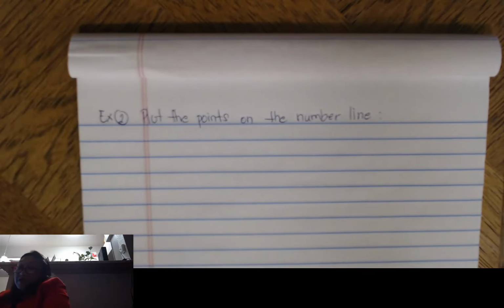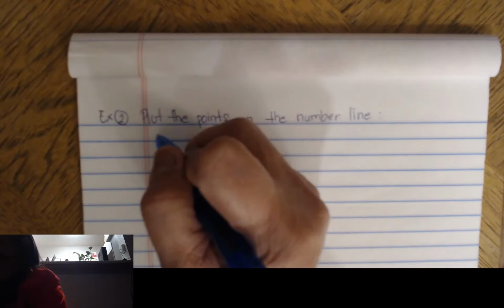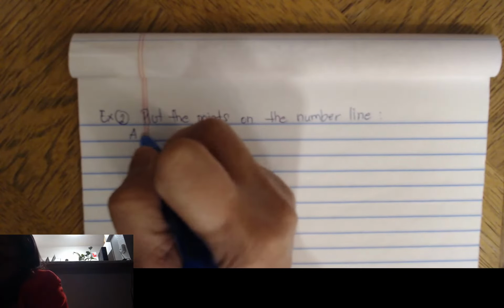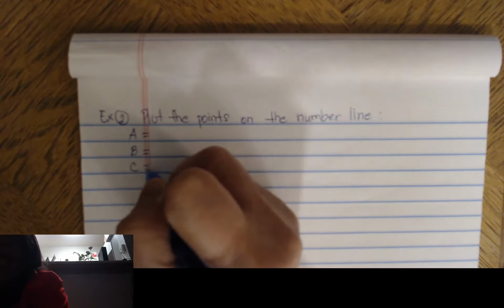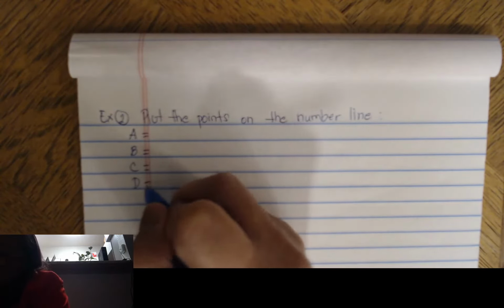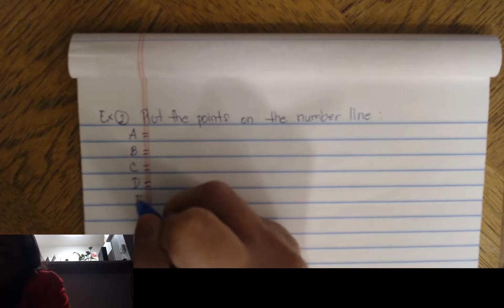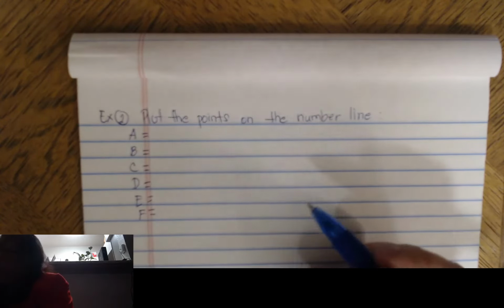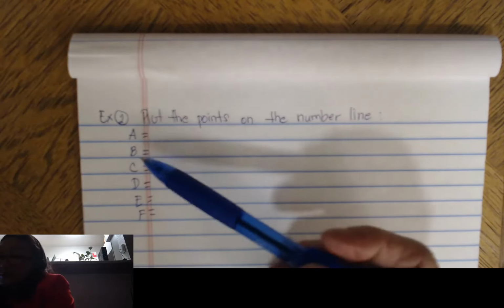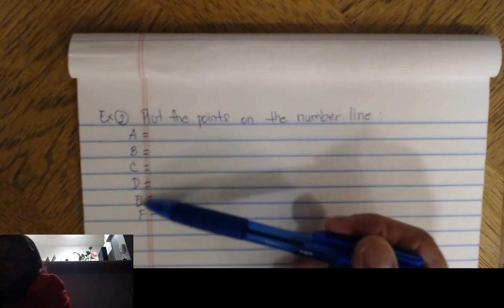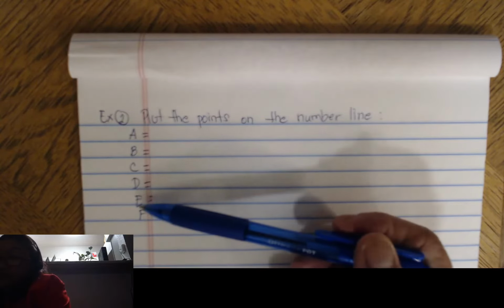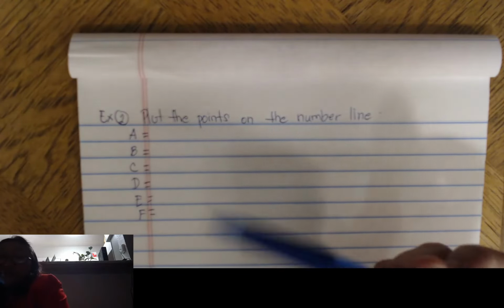I'm gonna name the point as point A, point B, point C, point D, point E, and then point F. Okay, again, points are named by using capital letters. You do not use small letters to name a point.